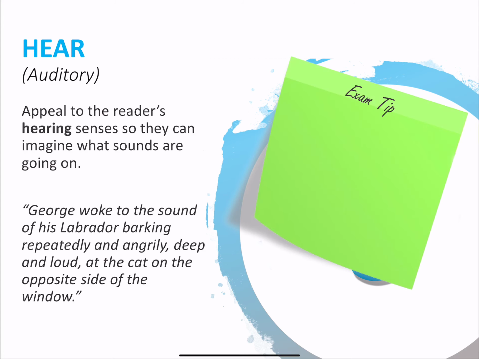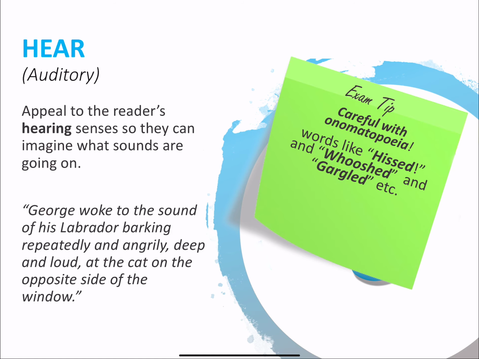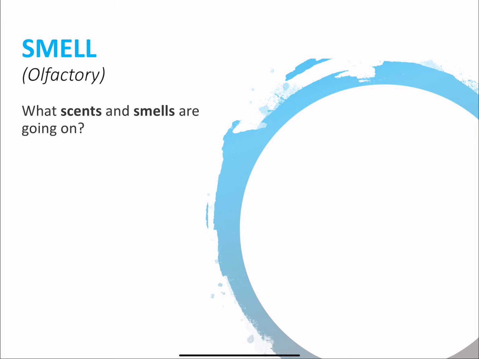Quick exam tip here while we're looking at sounds. Sometimes onomatopoeia can be very effective. Perhaps a tyre has burst and it can hiss, or blood can gargle, but sometimes students just go a bit too over the top with it, or use it a bit gratuitously. So use it sparingly and only if it adds some extra detail to your description. Just don't use onomatopoeia for the sake of it.